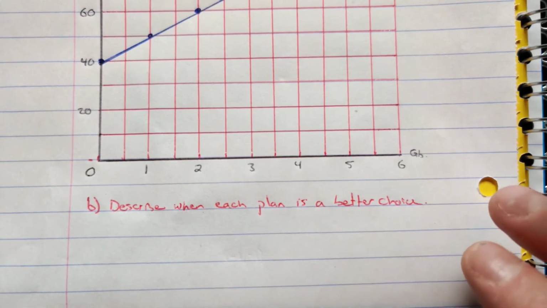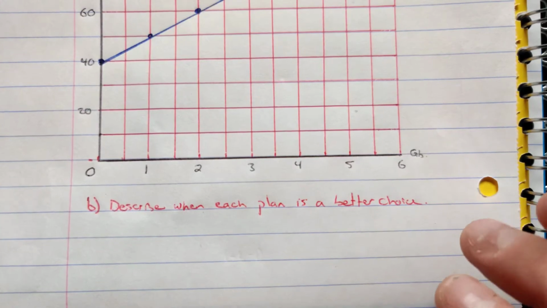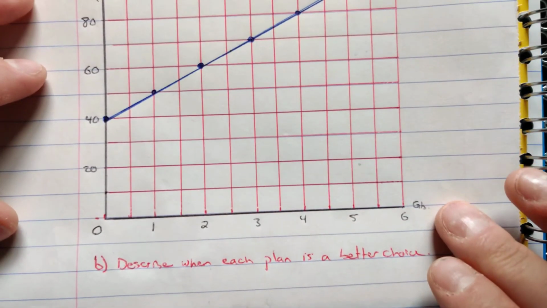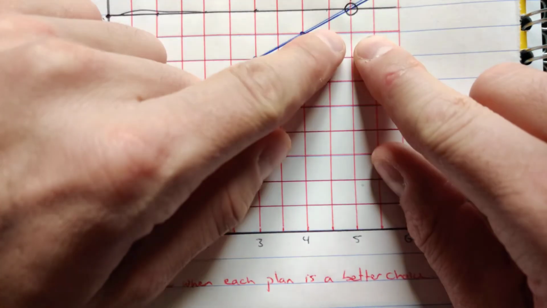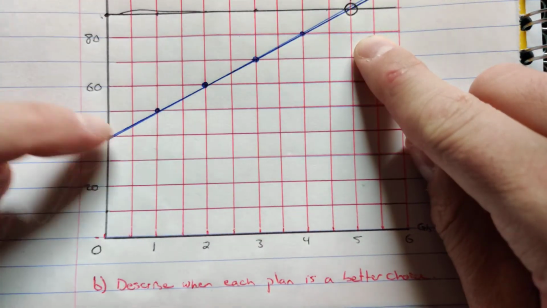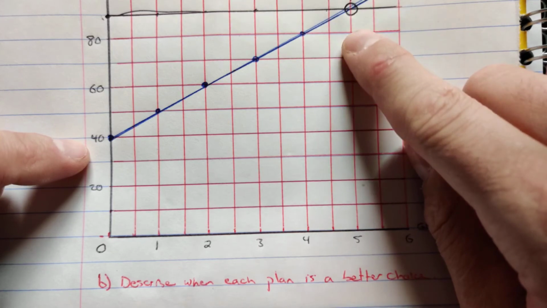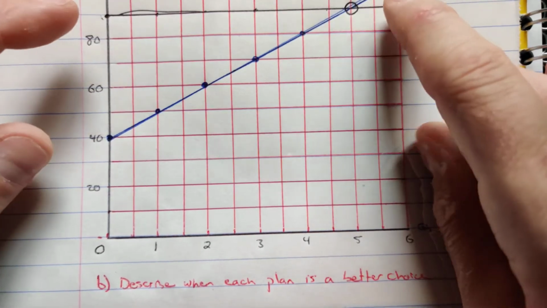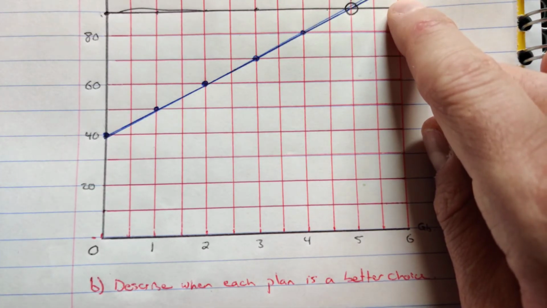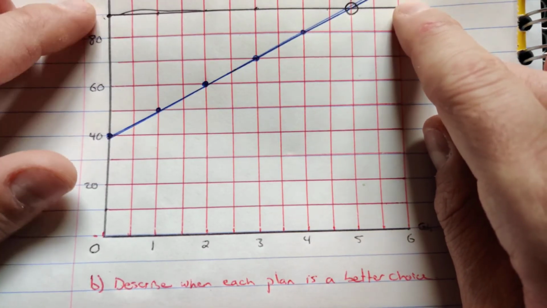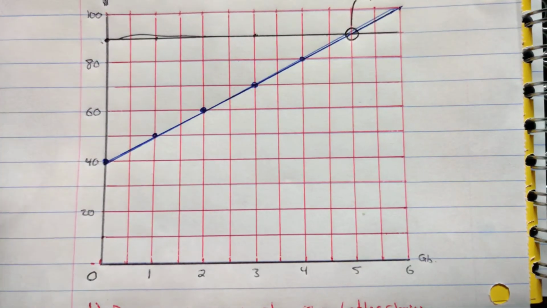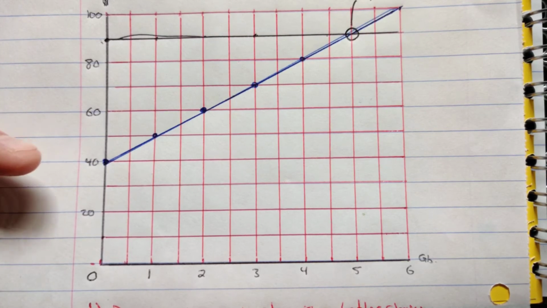Well, if you don't use a lot of data, and if you're going to use less than 5 gigabytes of data, it would make sense to get the first plan, the $40 plus $10 a gigabyte, because you're going to pay less. If you use more than 5 gigabytes, then it would make sense to get the unlimited plan. And some people might say, well, why not just get the unlimited plan just in case? Well, that might be a good idea initially, but you want to take a look at how you use your data, because you could be saving a significant amount of money.